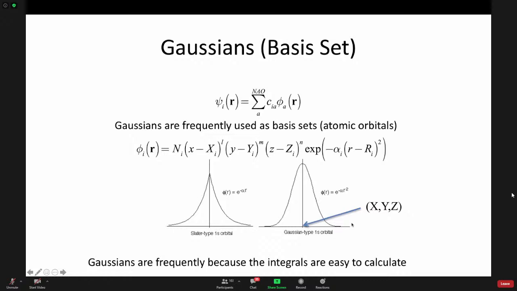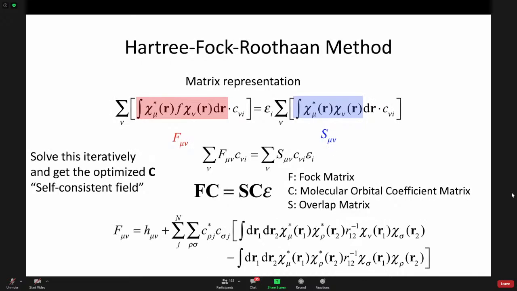By the way, this Slater type orbital is the more accurate description. So this is better in accuracy compared to the Gaussians. However, Gaussians are used because the integrals are easy to calculate. So these Gaussians are mimicking this, and we use them for computational reasons. So we use those Gaussian bases here, and we solve this problem.